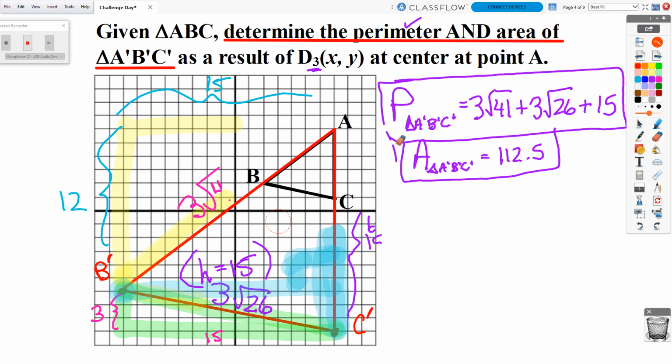Let's do perimeter first. That was the one that took a little bit longer to do. But again, this side right here, AC, we can still count. That had a length of 5.